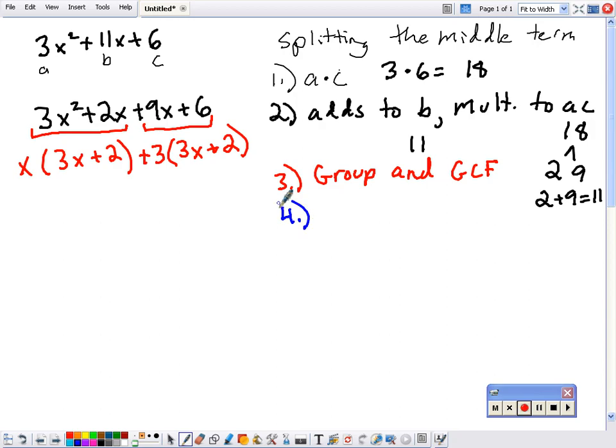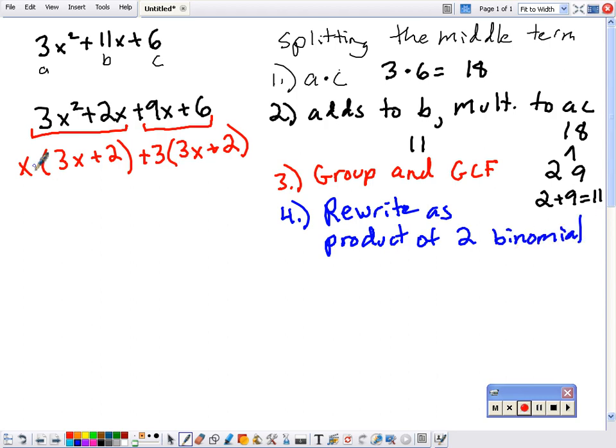So the last thing we're going to do is rewrite this as the product of two binomials. Let's take a second and think before we rewrite. We know that this is really like x times 3x plus 2, and this is like 3 times 3x plus 2. So we want to remember that we're really multiplying x times 3x plus 2 plus 3 times 3x plus 2. I want you to keep that in mind for our next step.